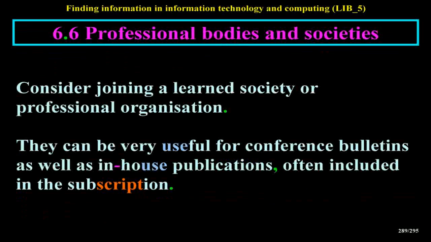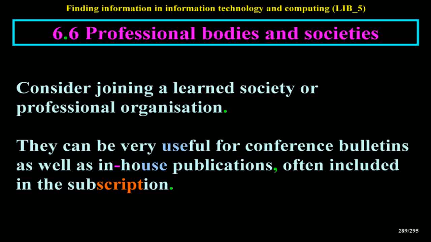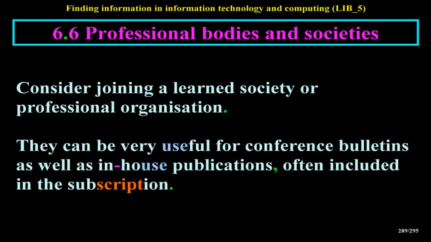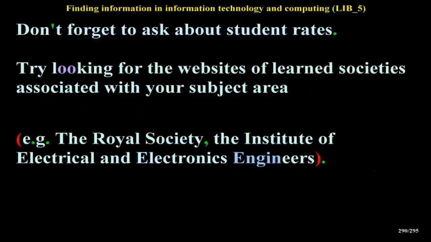6.6 Professional bodies and societies. Consider joining a learned society or professional organization. They can be very useful for conference bulletins as well as in-house publications, often included in the subscription. Don't forget to ask about student rates. Try looking for the websites of learned societies associated with your subject area, e.g., the Royal Society, the Institute of Electrical and Electronics Engineers.